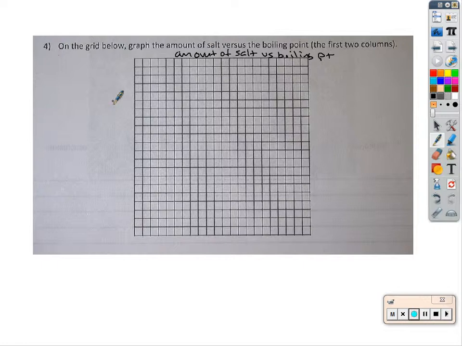What we're doing here is we're adding salt over and over again to see what happens. We want to see what the amount of salt does to the boiling point. We expect salt to cause a change in boiling point. Cause and effect. Cause is going to be the independent variable. The effect is going to be the dependent.